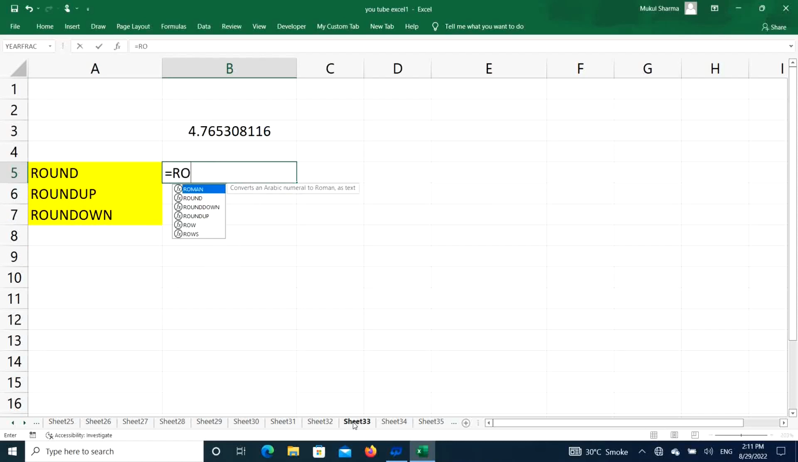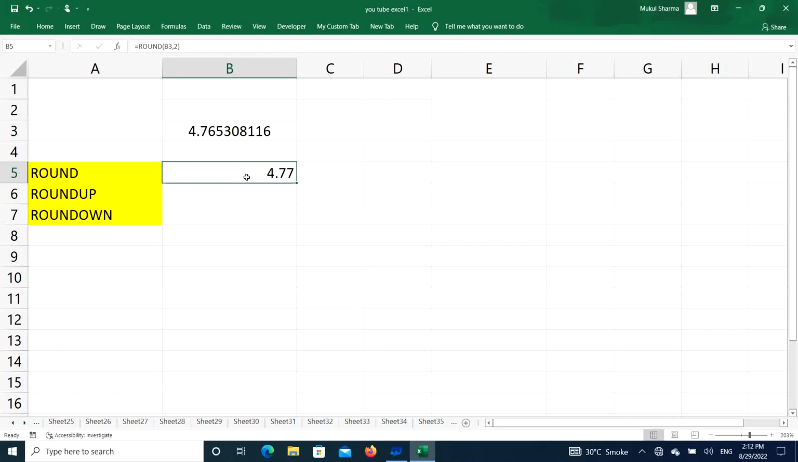So now the first one, ROUND. Tab. You can select this number and the number of digits. Let us say 2. I want the correct answer up to 2 decimal places. In this case, it would be rounding off this number to 2 decimal places, as we have been doing in mathematics. So the expected answer would be 4.77, because this 5, if it is 5 or greater than 5, is going to increase this digit by 1, providing the answer 4.77.